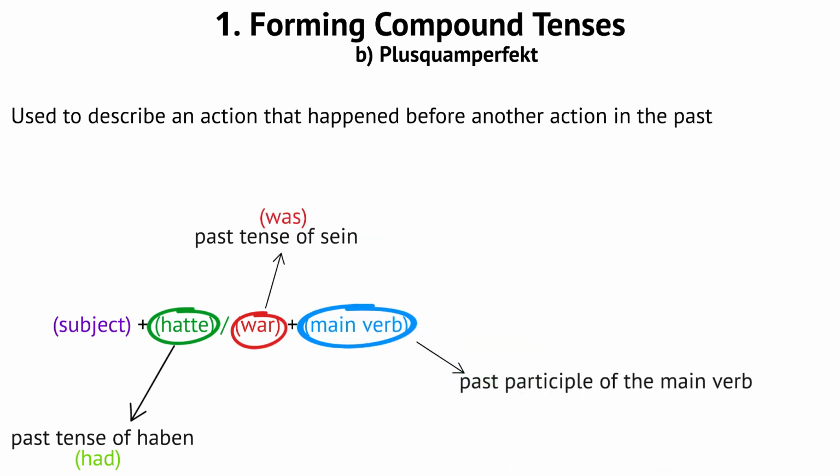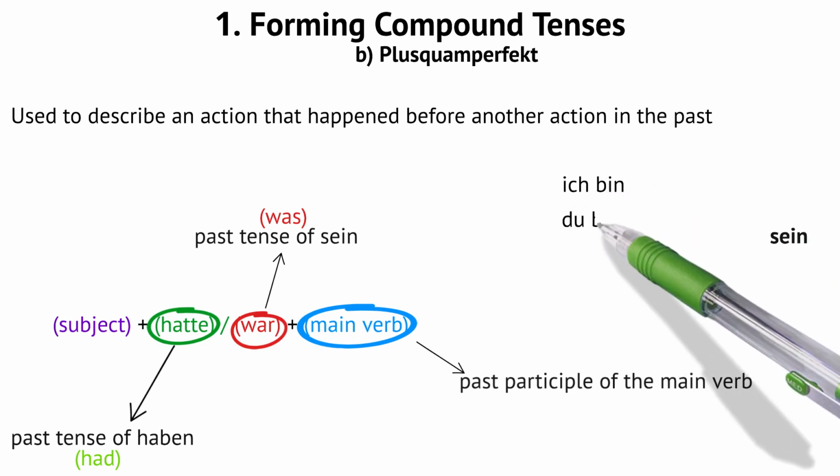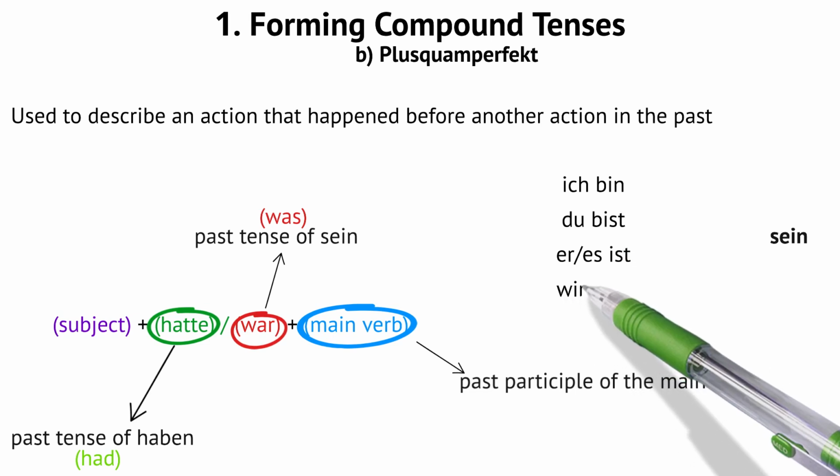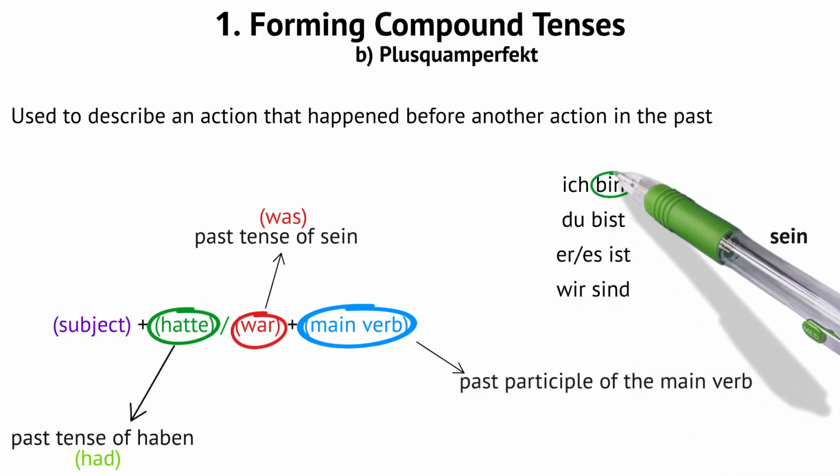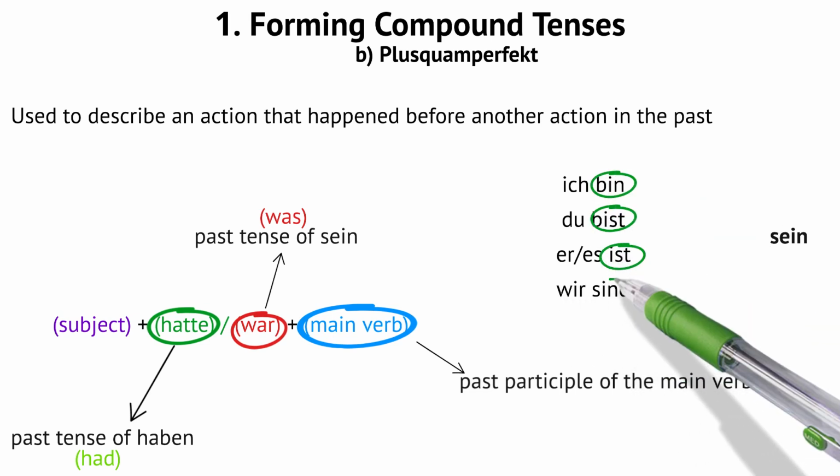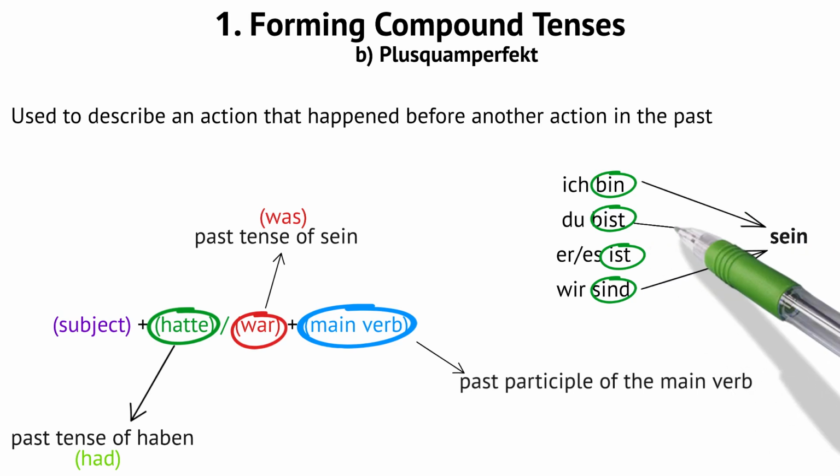Do not be confused when you see the verb sein. The verb has many forms when conjugated. Ich bin, du bist, es ist, wir sind. Bin, bist, ist, sind are all forms of sein.